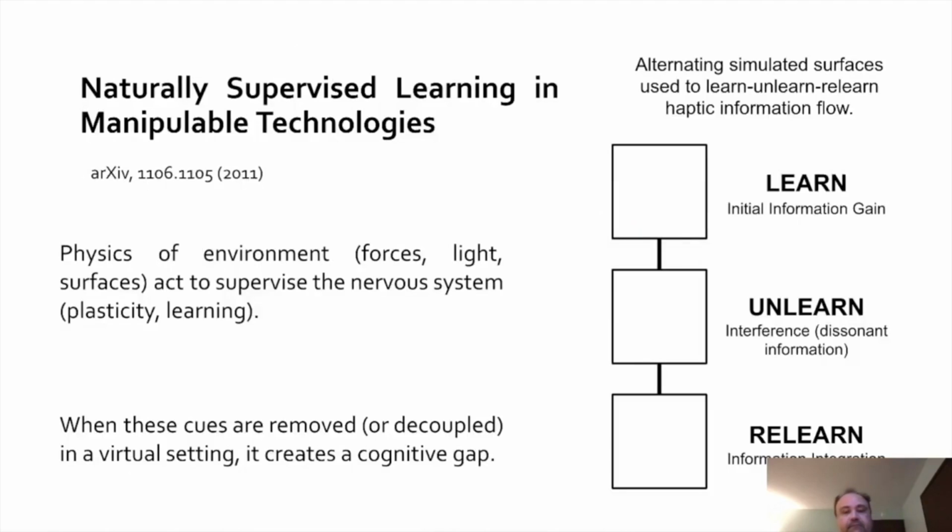Now we turn to one of our other co-authors, Bradley Alicea, and an arXiv paper that he produced called Naturally Supervised Learning and Manipulable Technologies. And this is an approach that uses this learning, unlearning, and relearning paradigm. It goes back to motor learning, and it allows us to look at different types of environments that might have an effect on performance in a mixed reality environment. So the physics of the environment, forces, light, surfaces, act to supervise the nervous system in terms of plasticity and learning. When these cues are removed in the virtual component of this environment, it creates a cognitive gap. And these cognitive gaps can be enhanced or overcome adaptively through applying this experimental design.